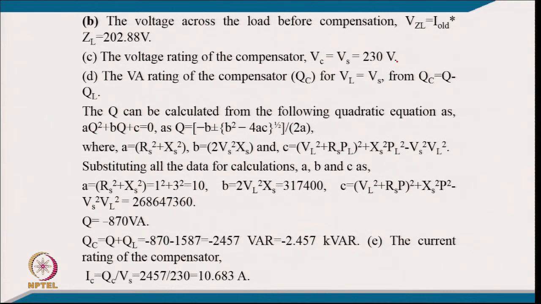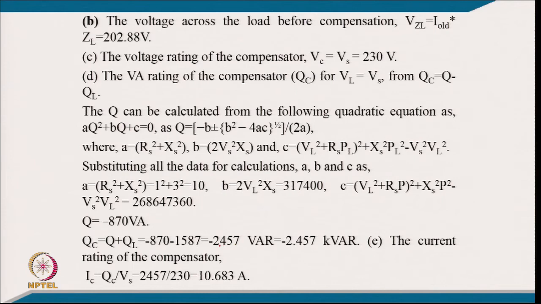The VA rating of the compensator, for VL equal to Vs, will be QC equal to Q minus QL. QL can be calculated from the following equation. We have a quadratic equation A Q square plus B Q plus C, where Q is calculated from this relation, and A, B and C are given here. Once we calculate A, B and C, we get Q equal to about 870 VA. For voltage regulation only, we get QC equal to Q plus QL, and both are of a leading nature.